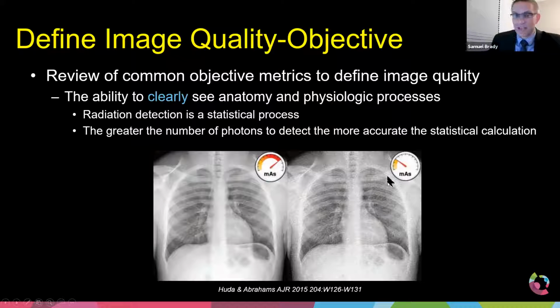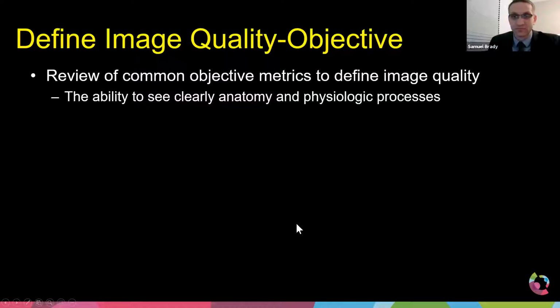And when it's less radiation, of course, it's more variable, and therefore we call this quantum noise or image noise. And that image noise that is superimposed over the anatomy can at times cloud or cover up what the radiologist needs to see.